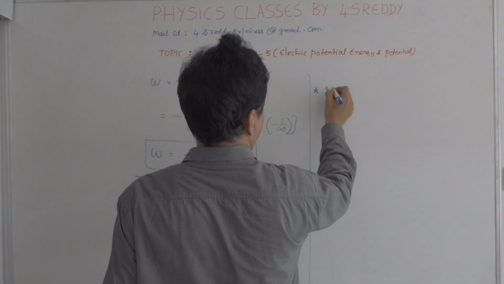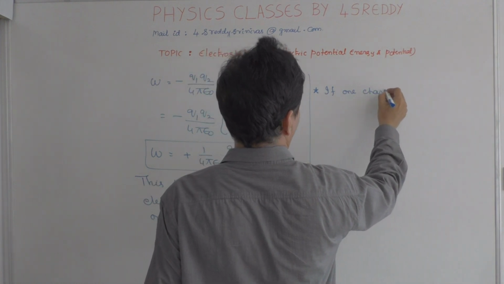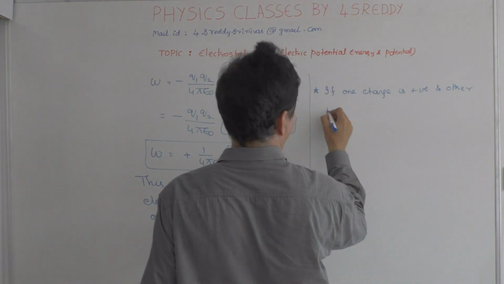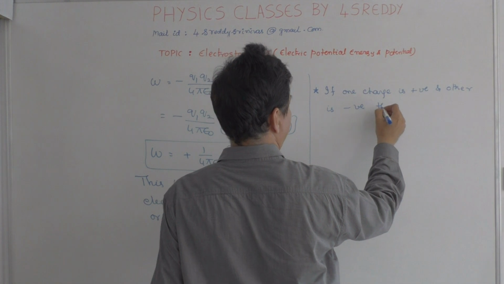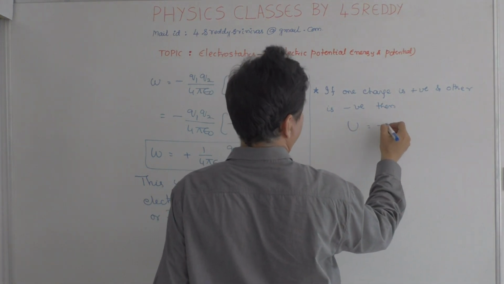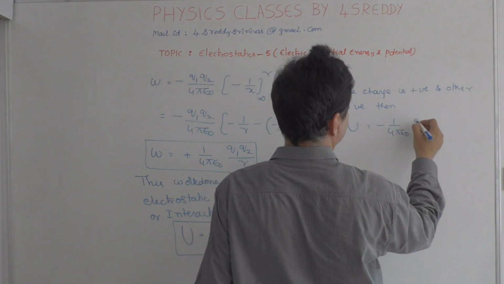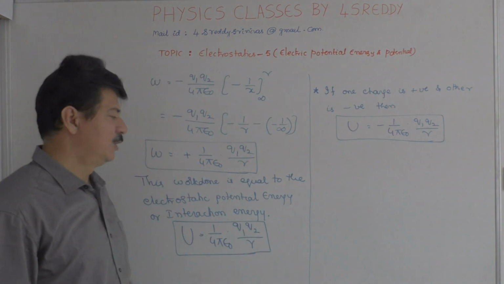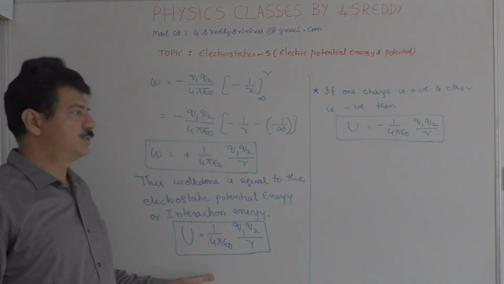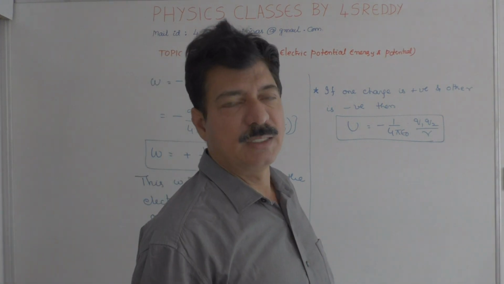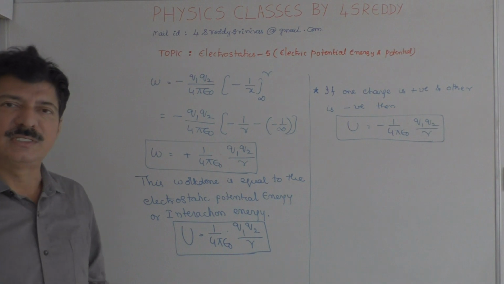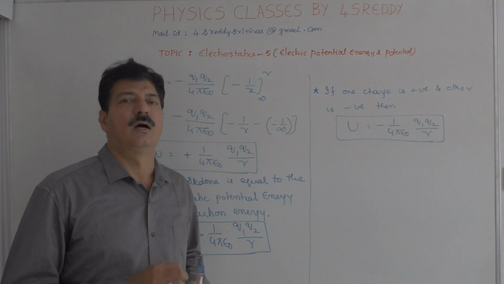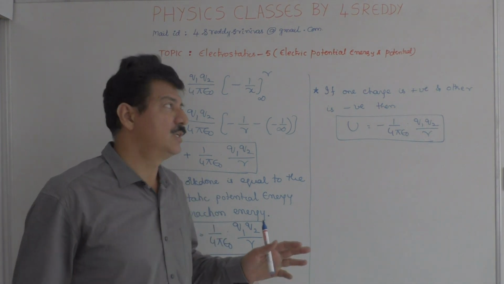Suppose one charge is positive and the other is negative, then U is given by minus 1 by 4 pi epsilon naught Q1 Q2 by R. If both are positive or both are negative, this will be positive. But if Q1 is positive and Q2 is negative, it becomes Q1 into minus Q2. That means minus 1 by 4 pi epsilon naught Q1 Q2 by R. This is the potential energy.